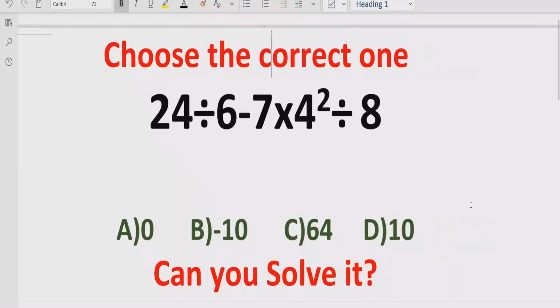Today we will solve another quiz which is related to arithmetic expression. The quiz contains the basic operations minus, multiplication and division. So we have to solve this quiz using PEMDAS and BODMAS method and find out the correct answer. In the answer list we have 4 answers. A is 0, B is minus 10, C is 64 and D is 10. So let's see after solving it which answer is correct.